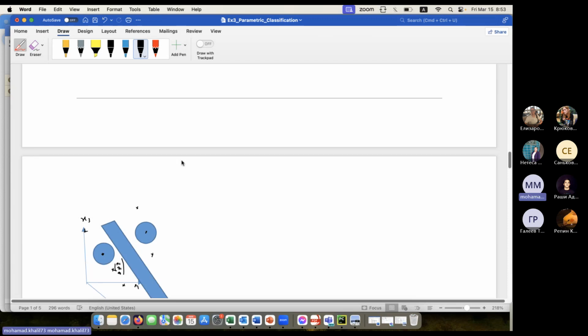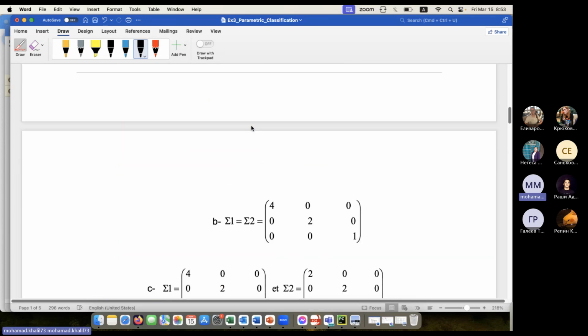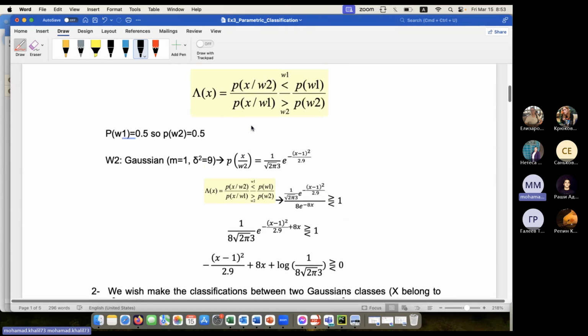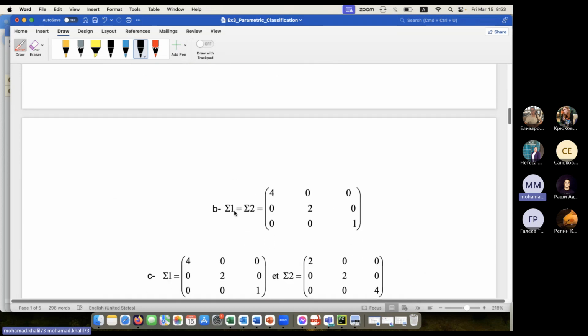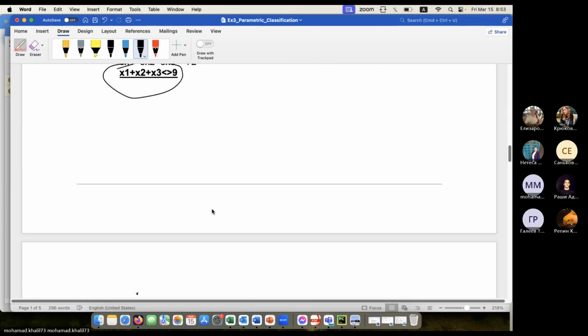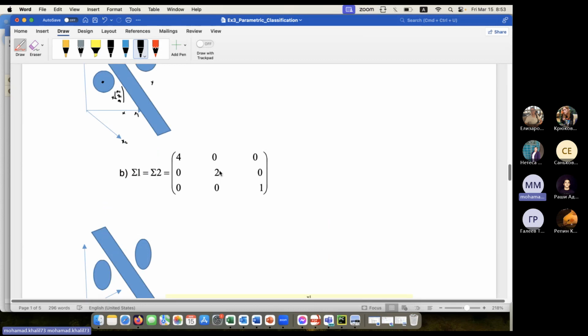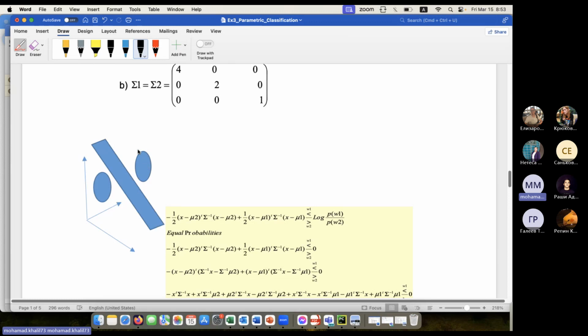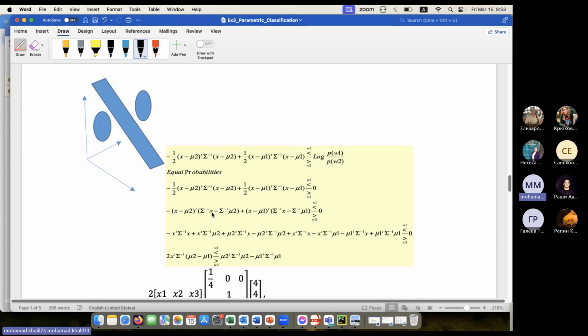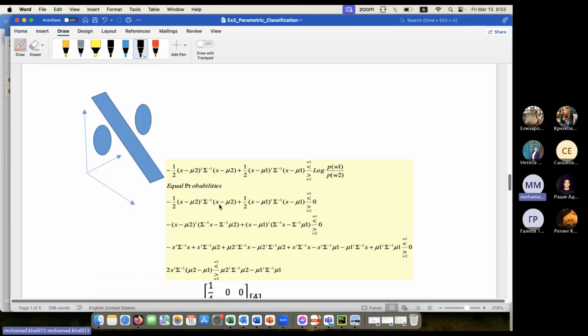Now I will take the second case. What is the second case? The second case is B: sigma 1 equals sigma 2 equals the matrix 4, 2, 1, 0, 0, 0, 0, 0, 0. So if this one equals this one, it is not circular like that, but it will be an interface. We will see why.